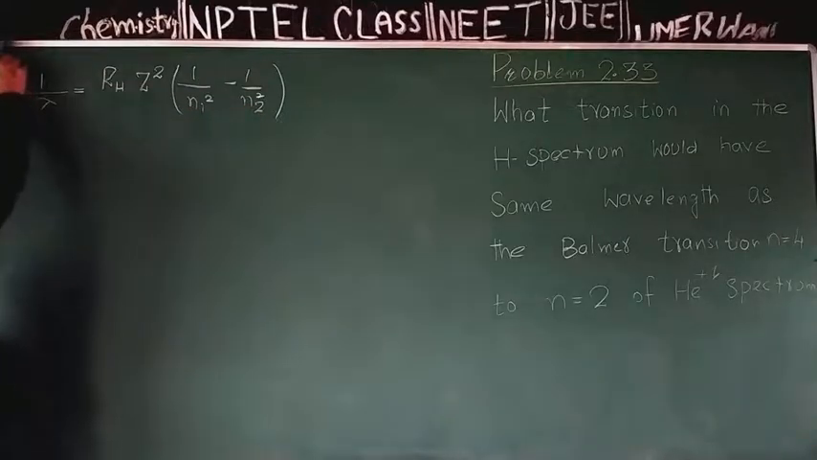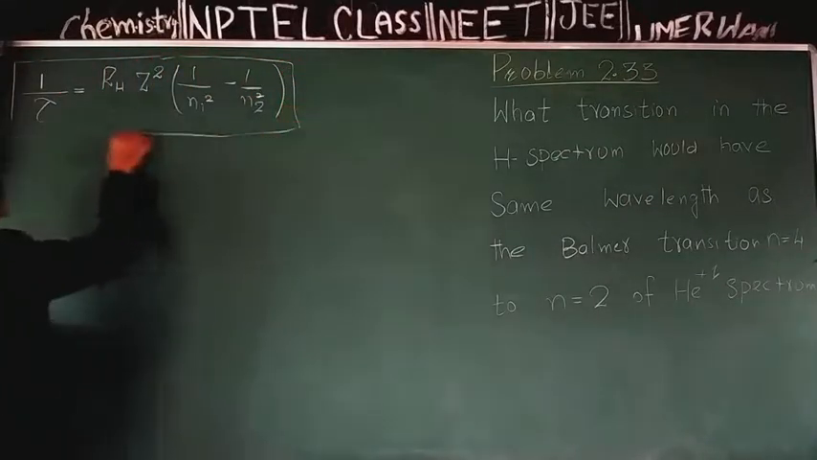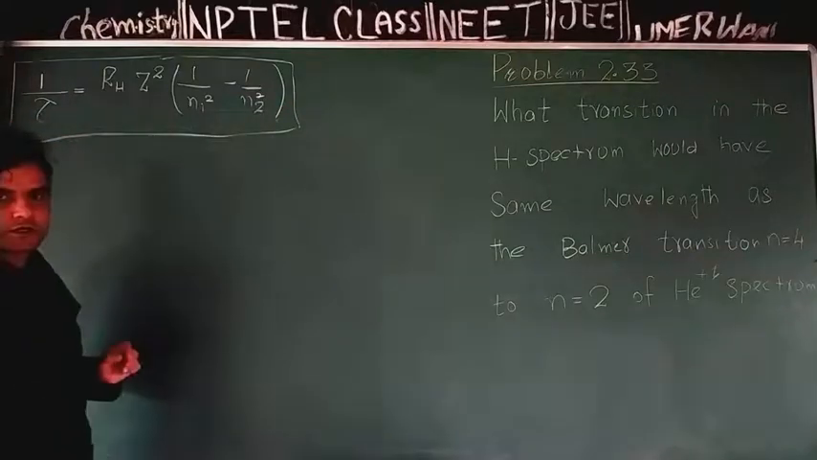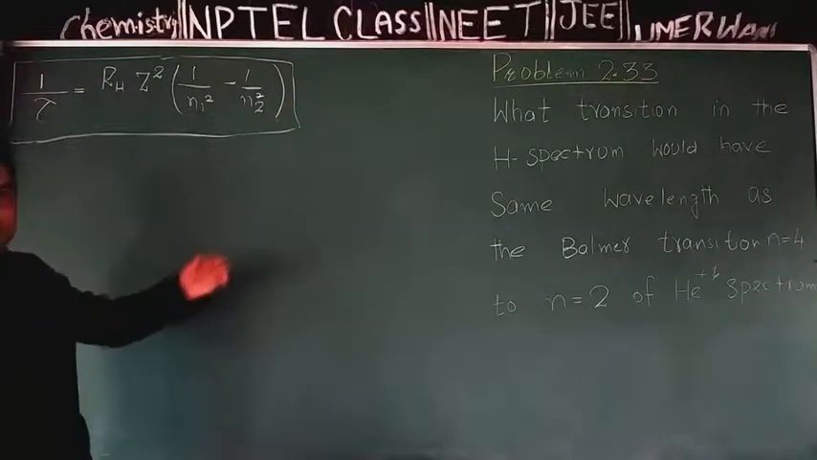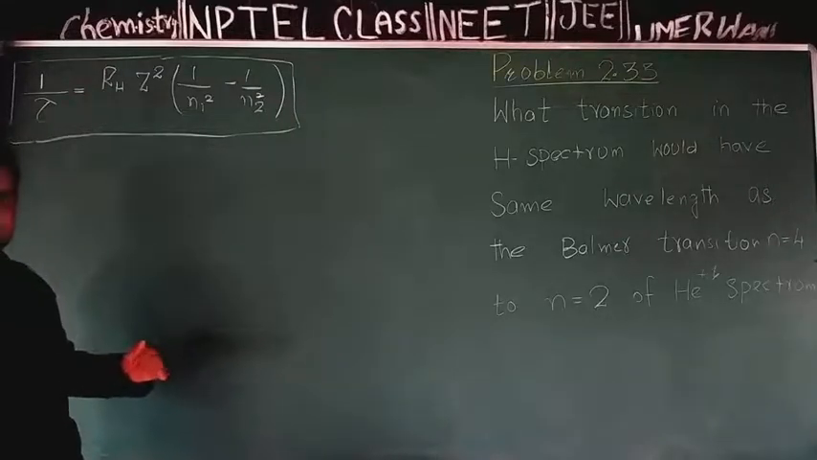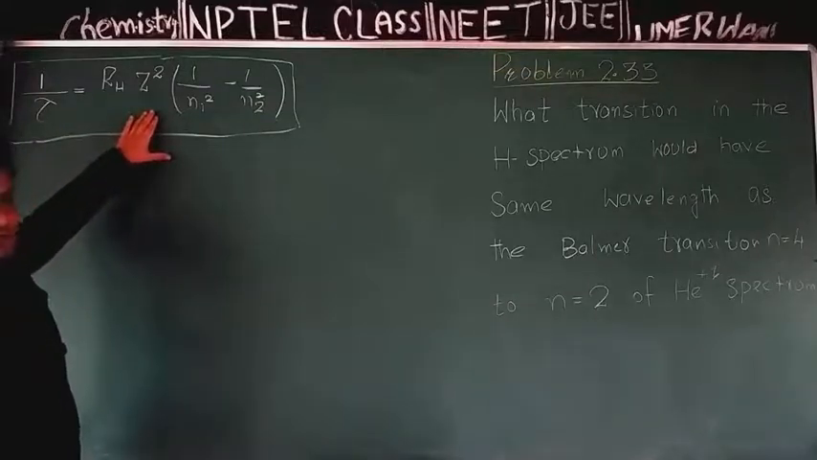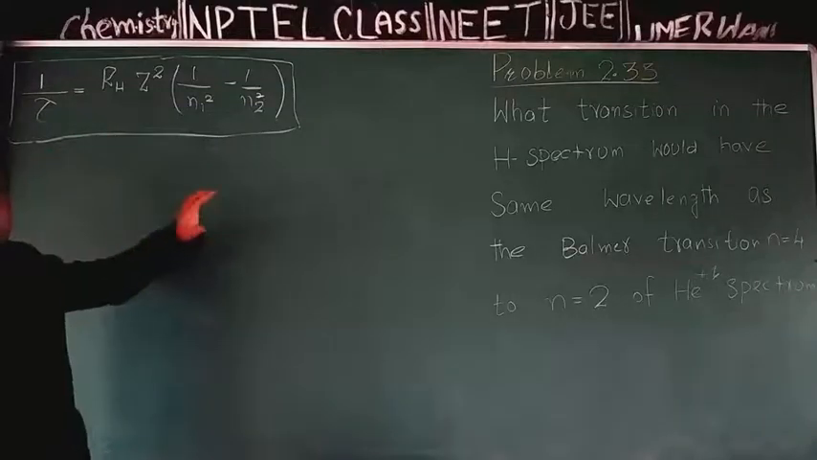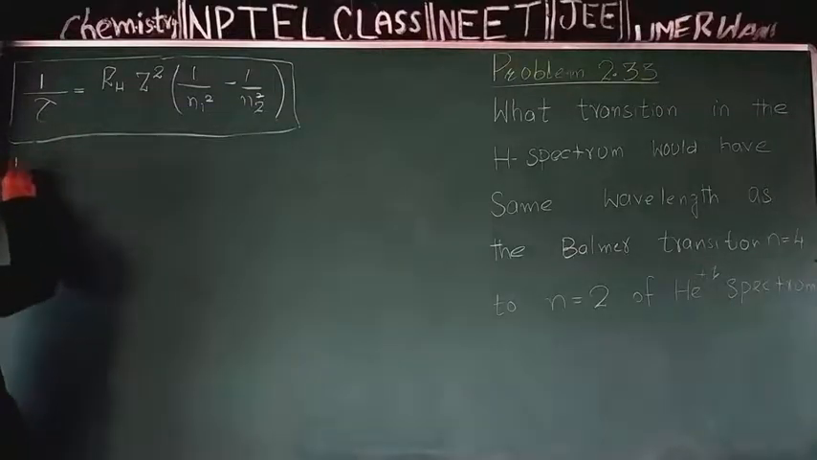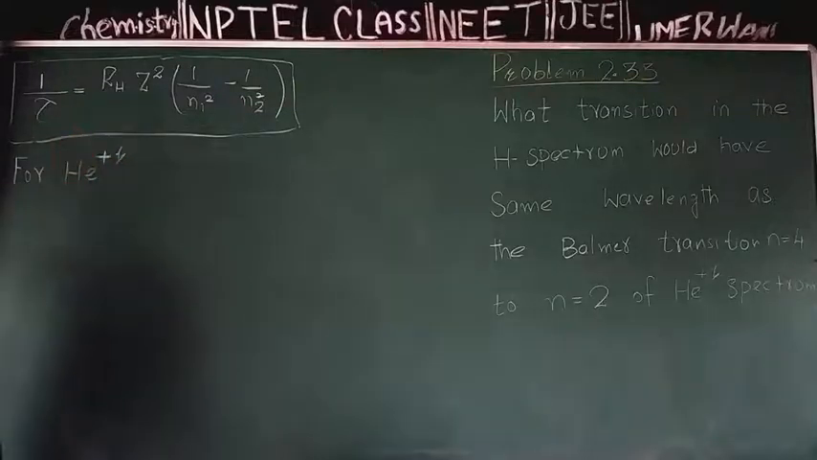Now this is the actual equation that we need to use here in order to define the transition occurring in hydrogen atom that will have the same wavelength as the transition occurring from n equal to 4 to n equal to 2 in unipositive helium ion. Now I will apply this equation first for helium ion, He+, and then for hydrogen atom. Let me first apply this equation here.